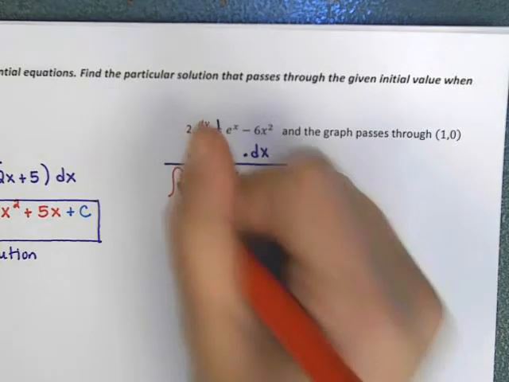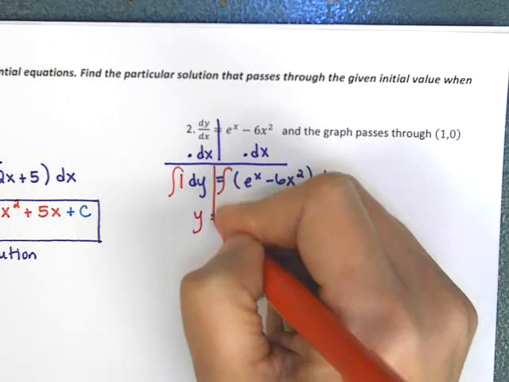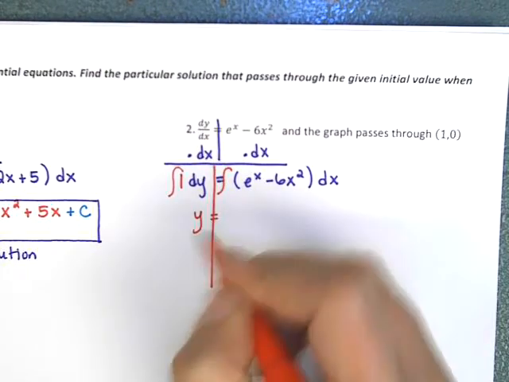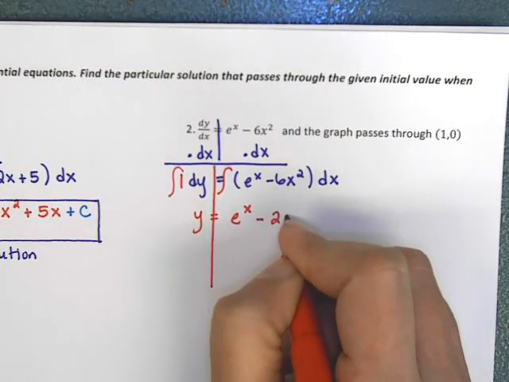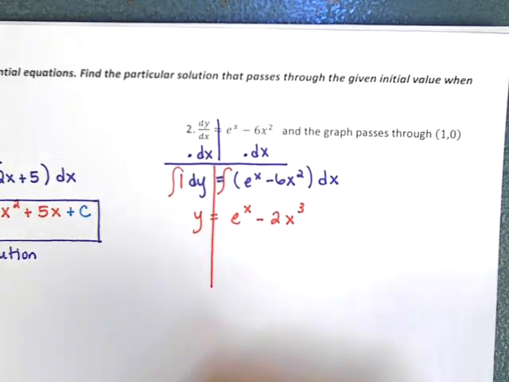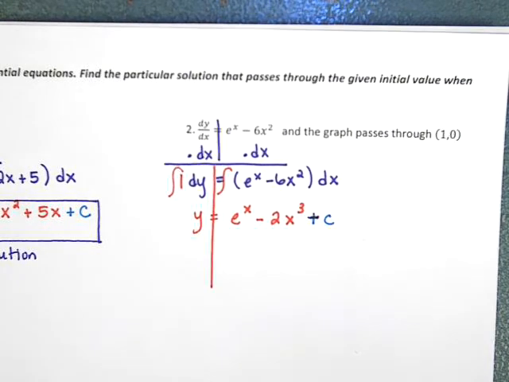The invisible number here by the dy is just a 1, so the antiderivative would just be y. And the antiderivative of e to the x is e to the x. The antiderivative of 6x squared is minus 2x cubed. And then I'm going to put my plus c. Again, I'm only writing the plus c on the right-hand side.